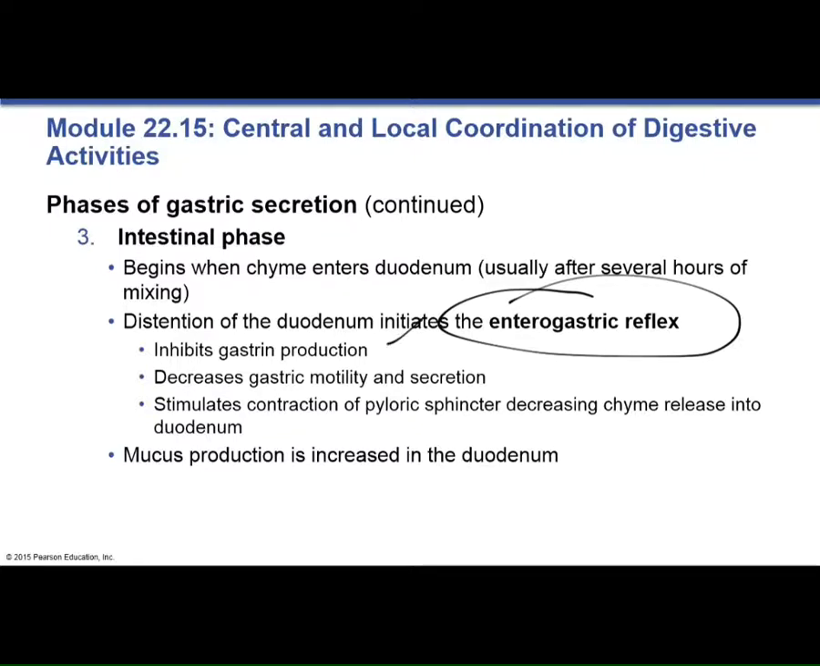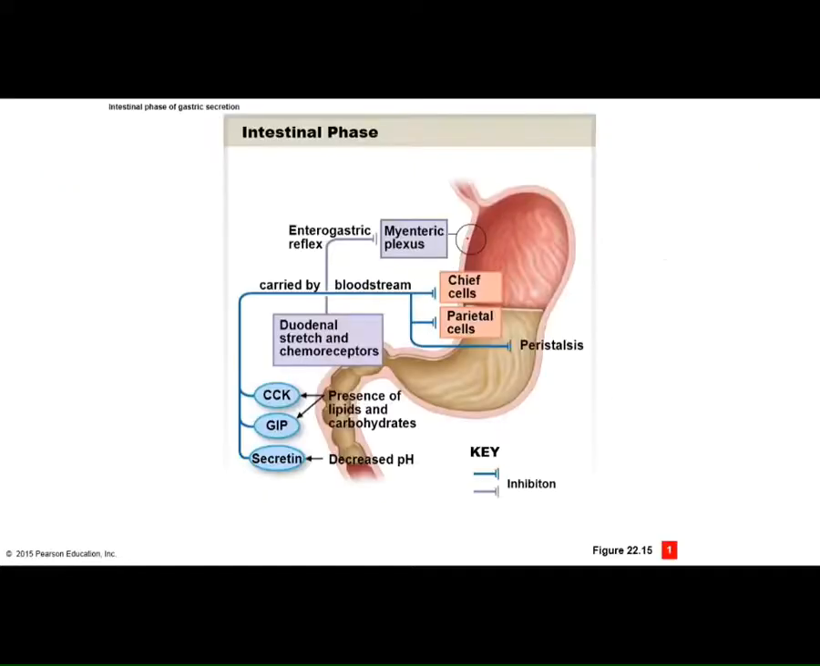Gastrin was turned on when it was in the stomach. It's going to inhibit gastrin as it goes down into the duodenum. It's going to decrease gastric motility and secretion, because now what do we want to do? Now we want to not worry about gastric motility, but we want to start focusing on the contraction throughout the intestine. We're also going to make some more mucus so that we can carry this chyme and these food particles through the intestine nice and smooth.